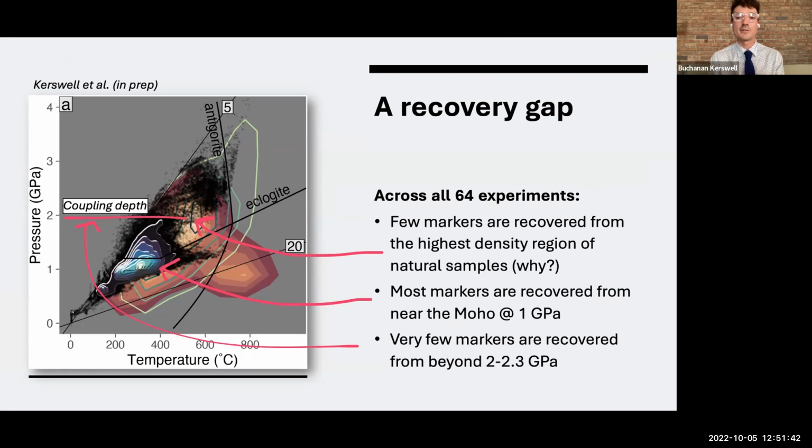So this gap is curious. We don't really have a great explanation for why this occurs, other than that perhaps the numerical simulations are missing some recovery mechanism.